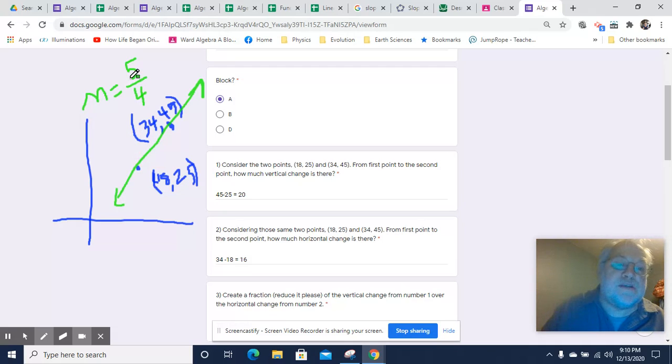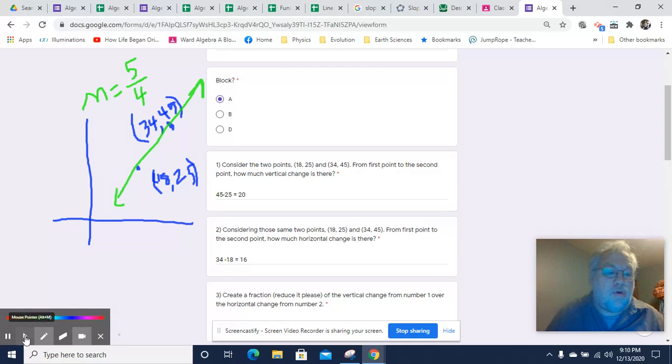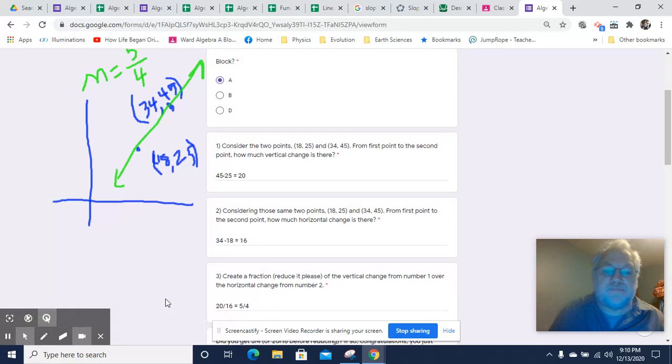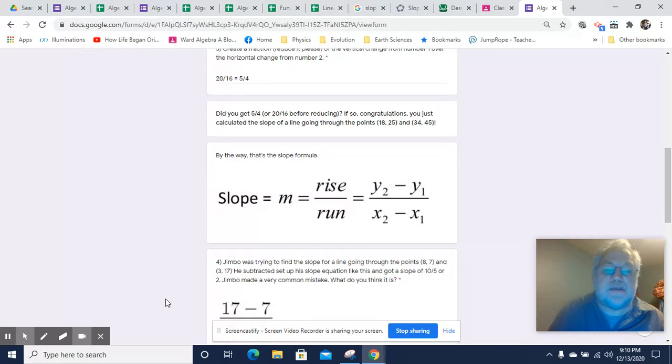If you go up 50 spaces and 40 spaces over, you'll be on this line. If you go up 1.25 spaces and go over 1 space, you'll be on that line, because those are all equivalents of the ratio 5/4. Cool, that's slope.